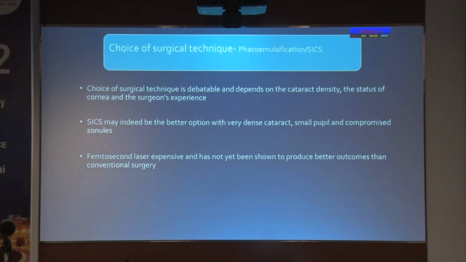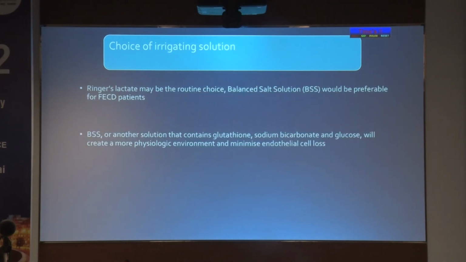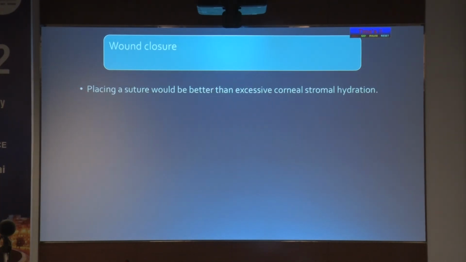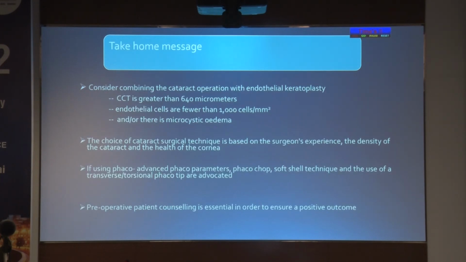The choice of surgery, as I said, depends on the density of the cataract and the surgeon's experience. Viscoelastic, I already mentioned. Irrigating solution, I mentioned. Placing a suture would be better. Post-operatively, the patient may need frequent steroids and hypertonic saline, and periodic follow-up is recommended.